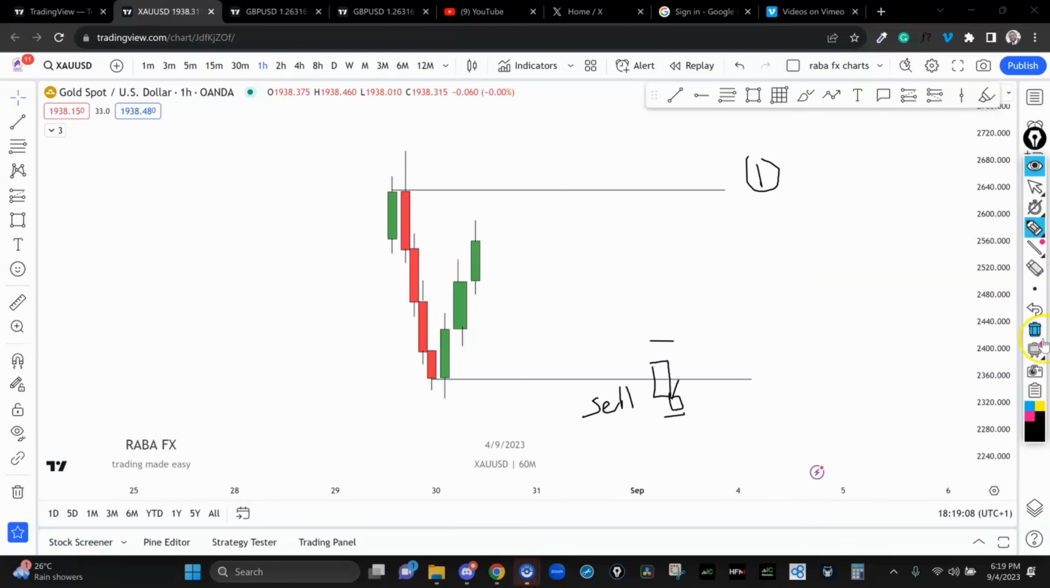This is one criteria. The second criteria is price approaches here and then rejects. It comes in and rejects off that level. When that happens, you can enter at the close of this rejection candle with stop loss above, and then you aim for at least 3 hours.